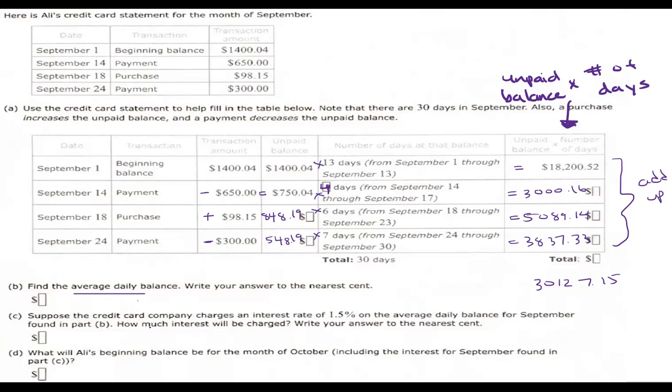To find the average daily balance, we take the total that we got and divide it by the total number of days. That would be 30. So we take that number and divide it by 30. When we do that, we get $1,004.24.